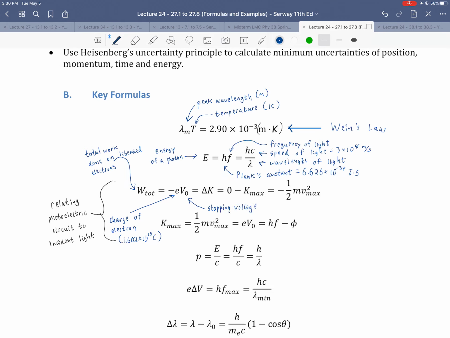Because the idea is that the stopping voltage is defined as enough voltage to prevent the freed electrons from actually creating a current in the circuit. You're applying so much back voltage that even though these liberated electrons are coming out, they're not actually able to then flow through the wire. Because remember there's that vacuum gap, and you're stopping the electrons from actually completely jumping that vacuum gap. That would be equal to the change in kinetic energy of the electrons, right?